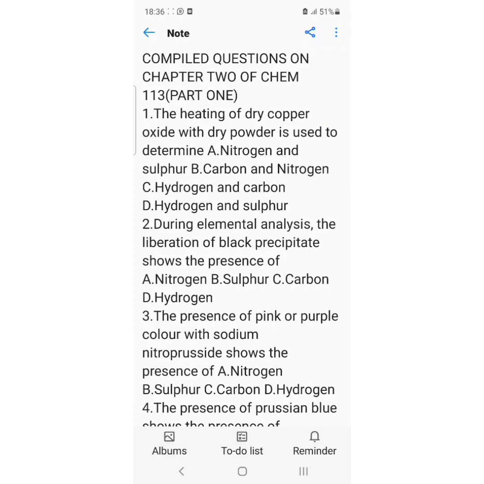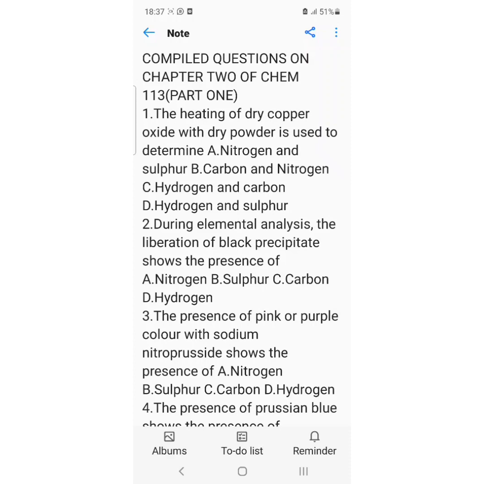The first one says, the heating of dry copper oxide with dry powder is used to determine dash. A. Nitrogen and sulfur. B. Carbon and nitrogen. C. Hydrogen and carbon. D. Hydrogen and sulfur. Please, the heating of dry copper oxide and dry powder is used to determine hydrogen and what? Carbon. Take note of that.